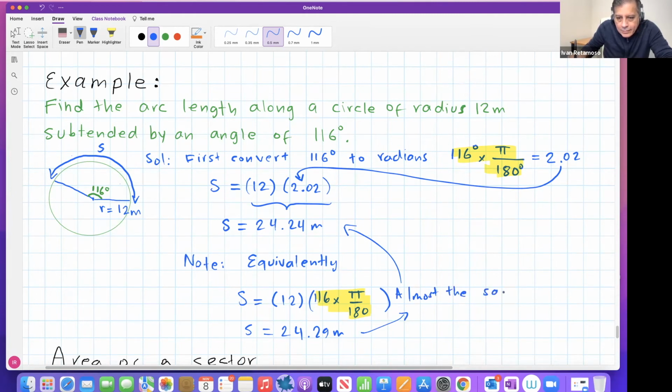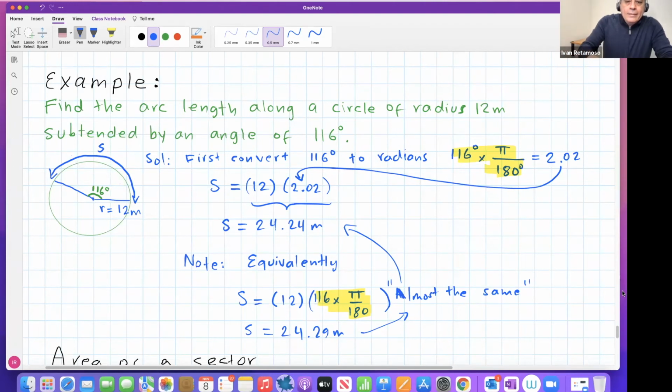So feel free to follow either this method with a partial computation or this method. This one is more accurate because we did everything in one computation. This one we did a partial computation. We rounded this before getting the final answer. So this is more accurate than this, but almost the same. That's what is important.